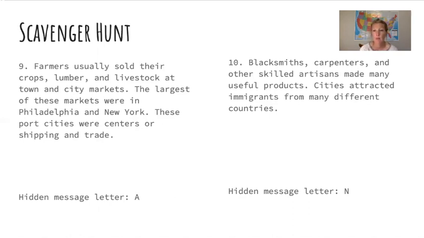Number 10, blacksmiths, carpenters, and other skilled artisans made many useful products. Cities attracted immigrants from many different countries. So immigrants are people that have come over from other countries. So people were interested in coming over because of all of the things that they made. Hidden message letter N. This is going to make the middle colonies very diverse.